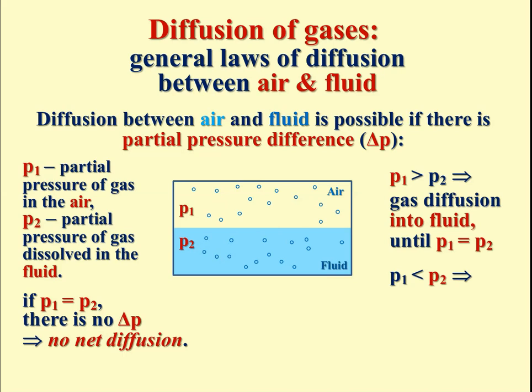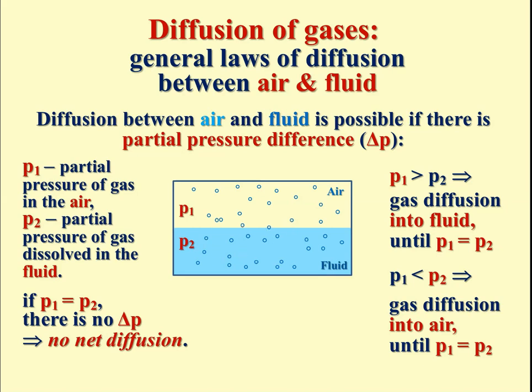Now the opposite case, when fluid partial pressure is high. Let's add some more particles into the fluid, and now pressure is high in the fluid. And so now net diffusion occurs in the opposite direction, from fluid into air, again until the moment when both pressures become equal.